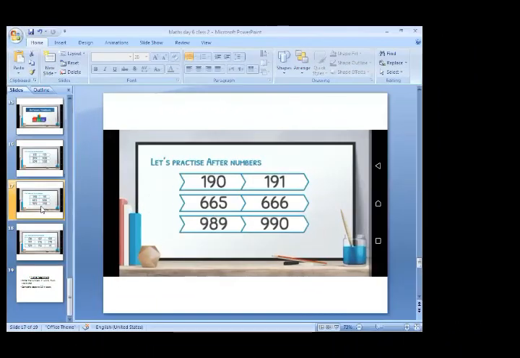For the after number, in the after number, we count the numbers in the forward direction. So which number comes after 190? First thing, which number comes after 90? After 90, 91 comes. So you will write here 191.